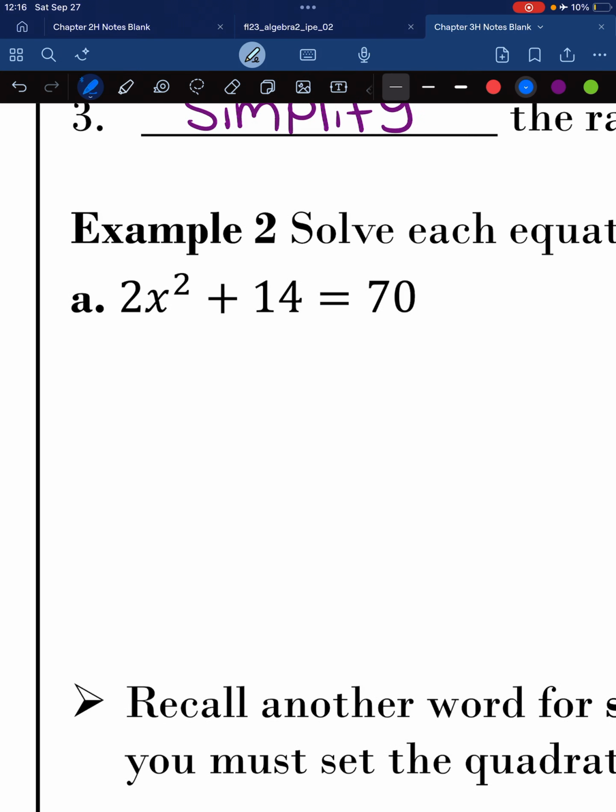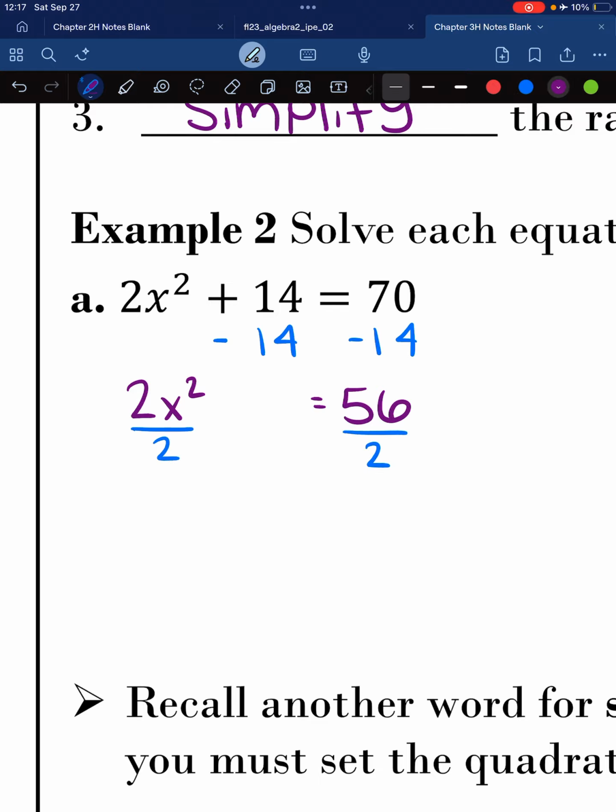Okay, so in example A here, to isolate that x squared term, I need to start by moving the subtraction first. And we are going to get 2x squared equals 56. Okay, then I can divide both sides by 2 now. We get x squared equals 28.